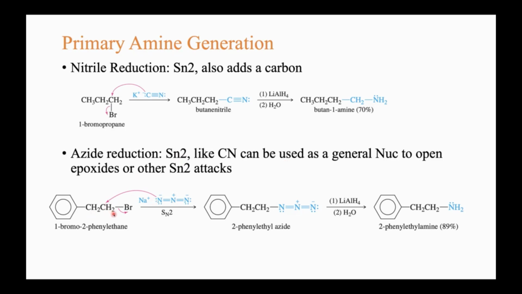It will attack the same way as SN2, and then you can reduce it with lithium aluminum hydride, and you will get a primary amine. So like cyanide, both of these can be used as general nucleophiles to open epoxides or in different SN2 mechanisms that y'all did in OChem 1.